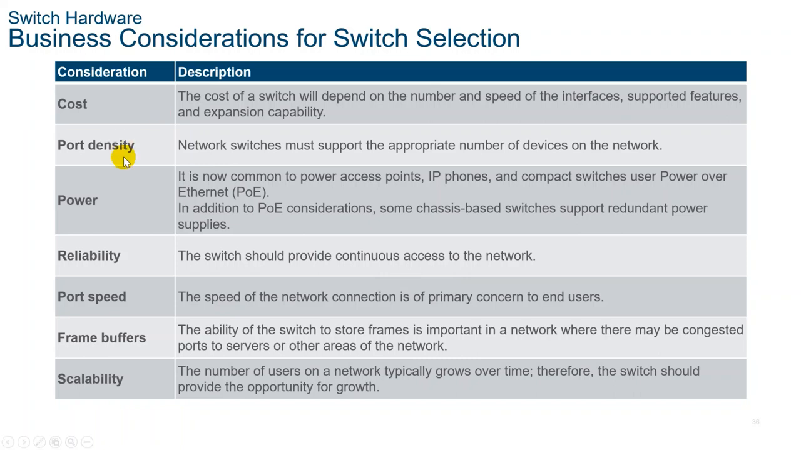Another is port density. We also have discussed port density. Network switches must support the appropriate number of devices in the network. That's port density. Power: it is now common to power access points, IP phones, and even compact switches using PoE. In addition to PoE considerations, some chassis-based switches support redundant power supplies. Reliability: the switch should provide continuous access to the network. Port speed: the speed of the network connection is of primary concern to end users. Frame buffers: the ability of the switch to store frames is important in a network where there might be congested ports to servers or other areas of the network. And the last one is scalability.